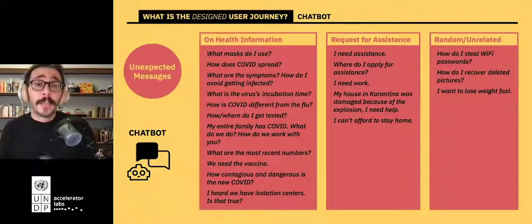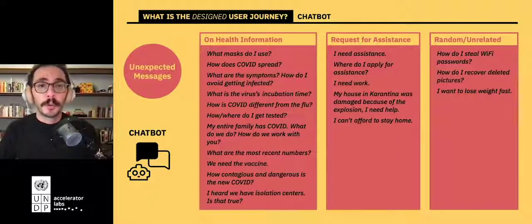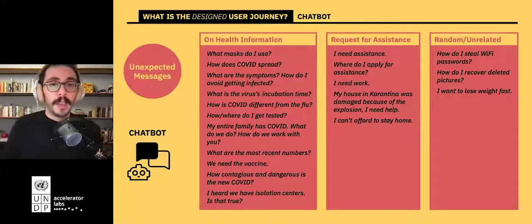The last category was random or unrelated questions, such as how do I steal Wi-Fi passwords, or how do I recover deleted pictures, and finally, I want to lose weight fast. These were my favorites and I wanted to highlight them here. There were plenty of others.